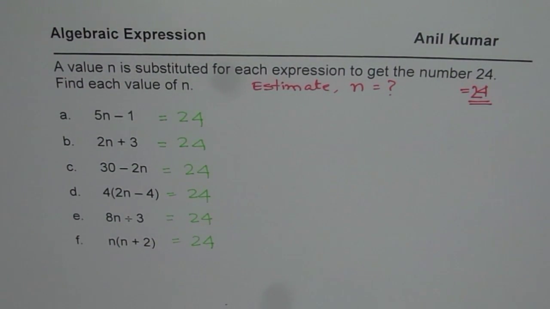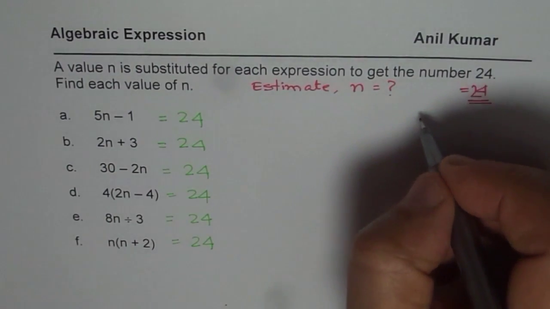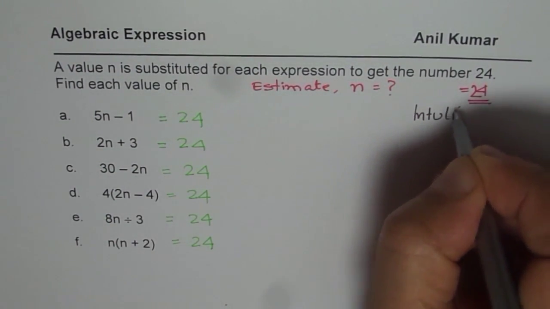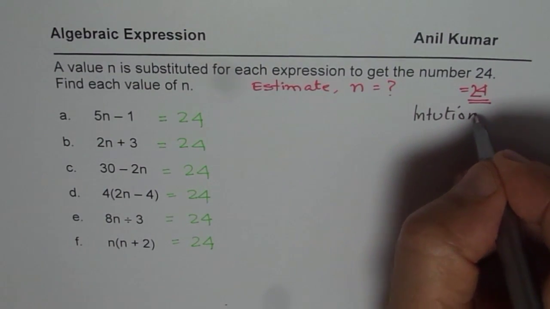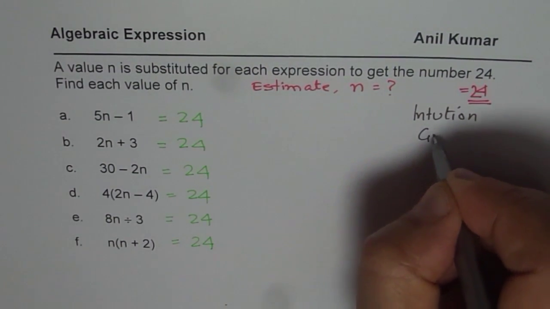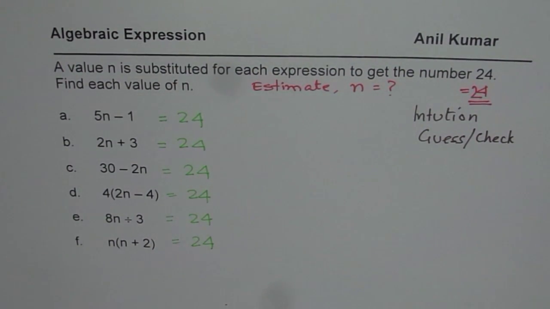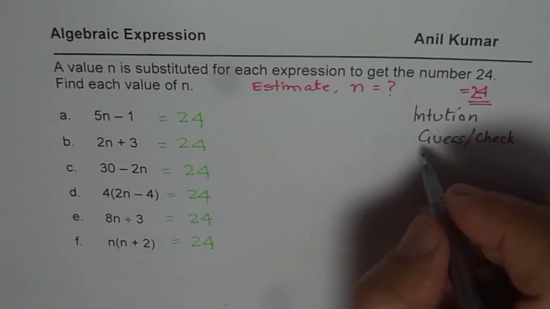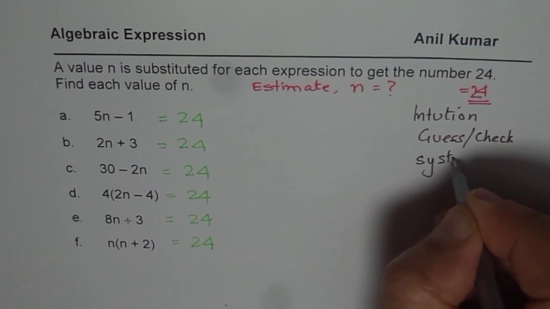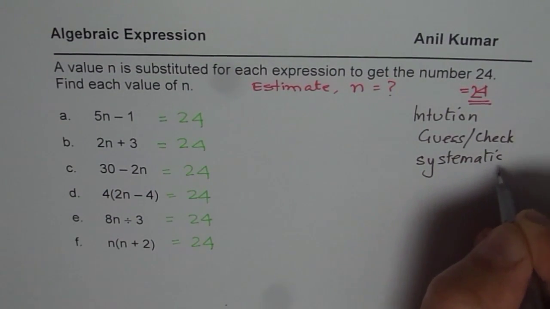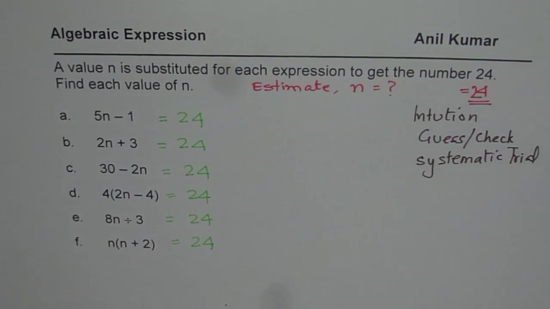Okay, so we can apply the method of substitution, but how to substitute and what value to substitute? We could have two strategies. First is intuition. Intuition is, when you look at a question, you just get a value, right? Or you could guess and then check. And the most scientific way of doing it is systematic trial.